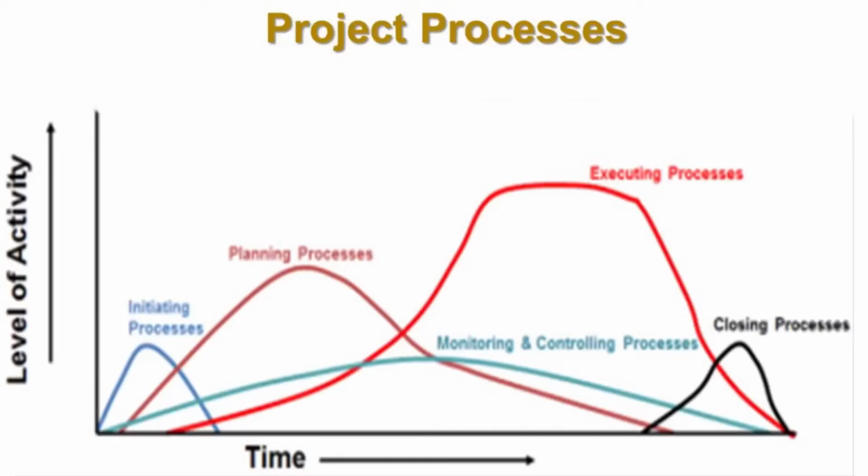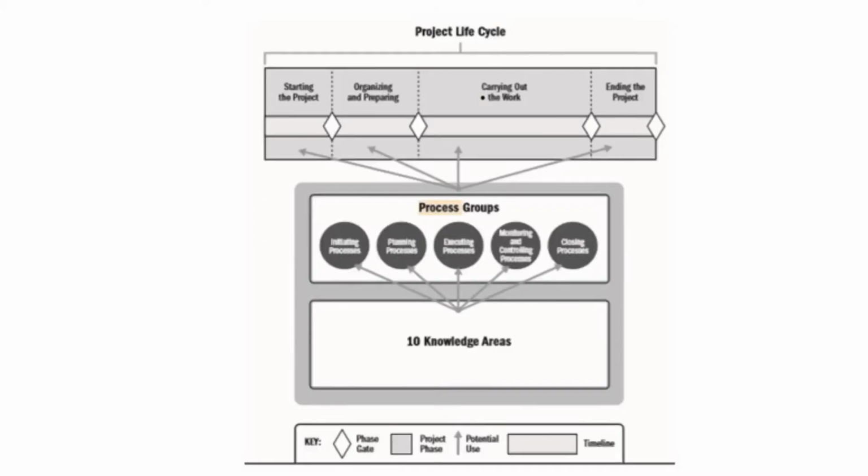So the initiation process starts gradually and then peaks and then declines. And the same for the planning process, and also the same for the executing process, and then the closing process. And throughout the project, we have the monitoring and controlling processes in effect. And you will find that the 10 knowledge areas, the 5 process groups, and the project life cycles are integrated together. And we have what is called a phase gate. These are the intervals between 2 phases, so the output of the first phase becomes the input for the next phase.